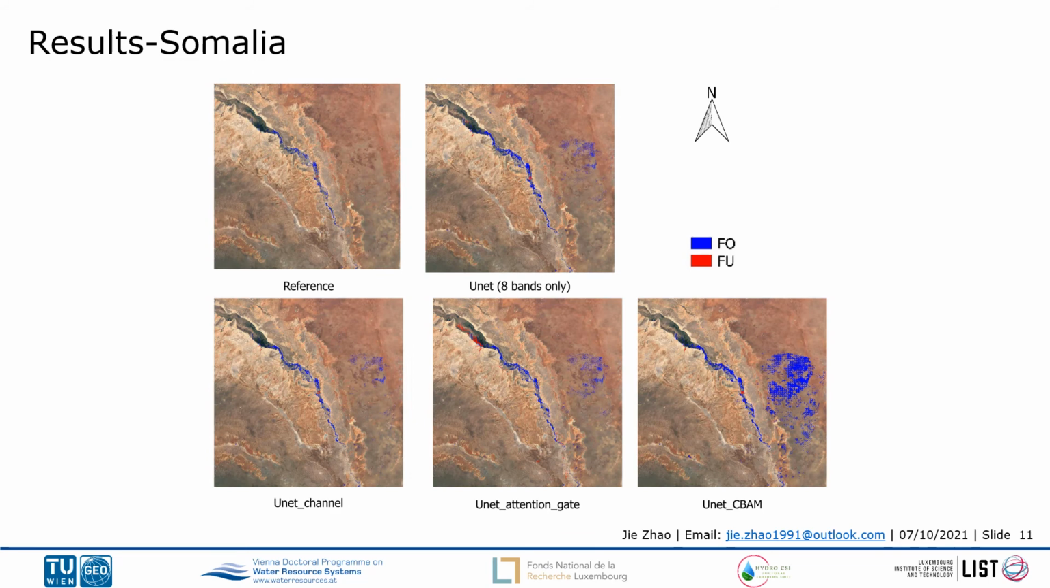When it comes to the last dataset, which is about the Somalia case, it is clear that the UNet with the channel attention does not have over detection in flooded urban areas, but still the over detection of the flooded open areas exists.